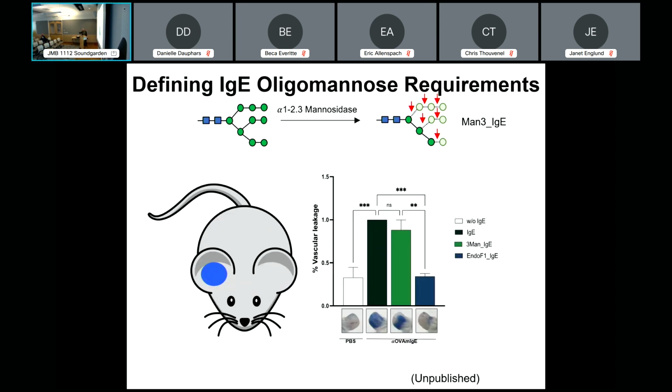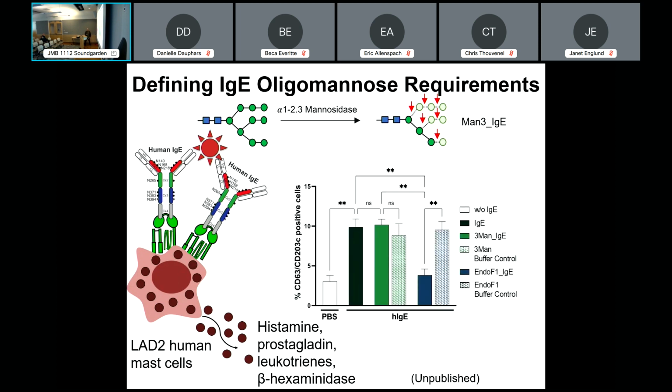You can actually see representative mouse ears here. Comparing the wild-type IgE with the MAN3 IgE, you can see there's no difference, and then in blue is the endo F1 treated IgE, which lost all the activity. So this MAN3 structure is still totally functional for an IgE. Looking at degranulation of human IgE on the mast cells, you can see comparing the wild-type structure with the MAN3 or the buffer control, it still triggers pretty robust degranulation, especially compared to the endo F1 treatment. So again, it's functional for human IgE as well.